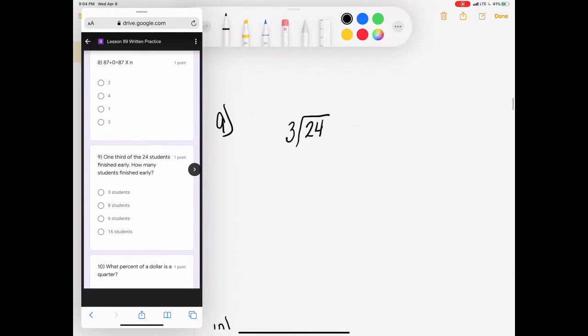9. Divide by the denominator. 1/3 of the 24 students finished early. How many students finished early? What times 3 is 24? That would be 8 times 3 is 24. Subtract, and you have 0 for a remainder.